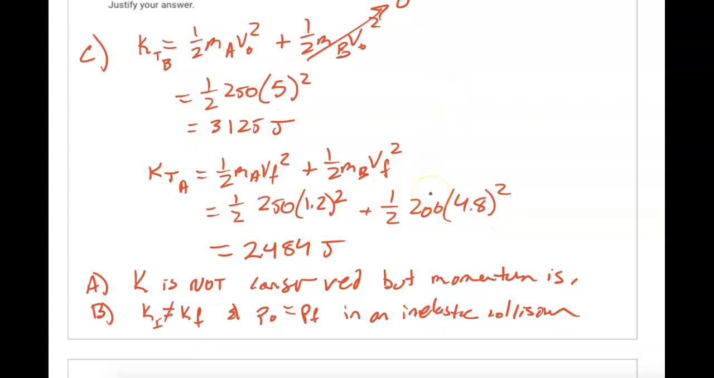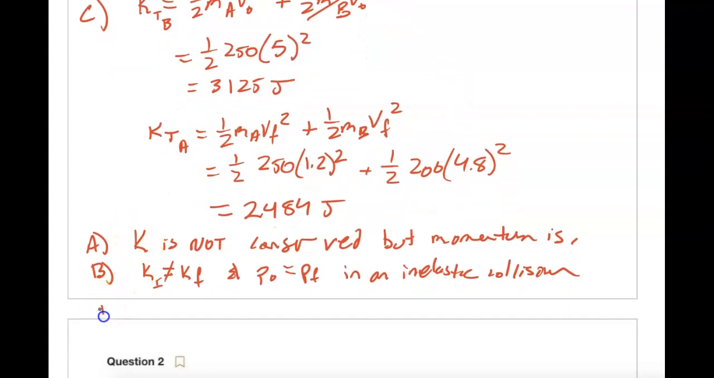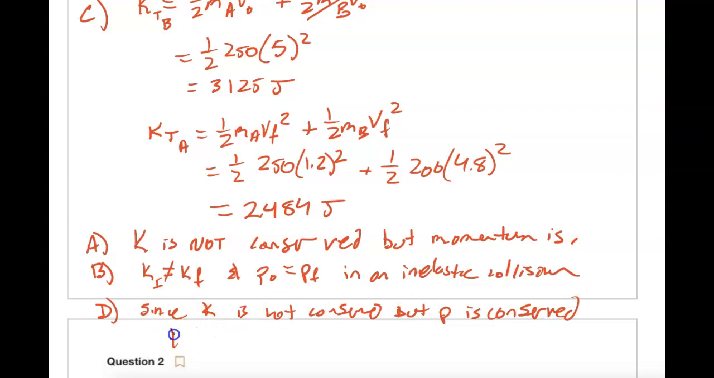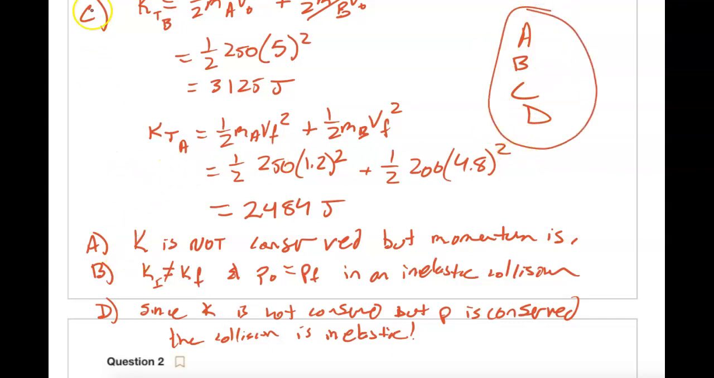And then when we draw all of this together, so when we do letter D, we just say since K is not conserved, but momentum is conserved, the collision is inelastic. You got to make sure you do all this. If you don't, you will not get full credit. Lots of you really need to make sure you're using that ABCD format. And that is the end of the very first question for 5.1.